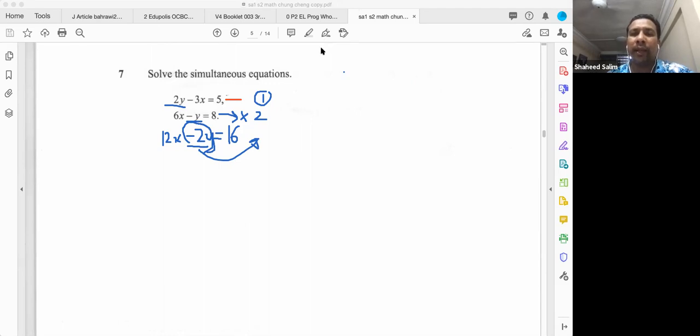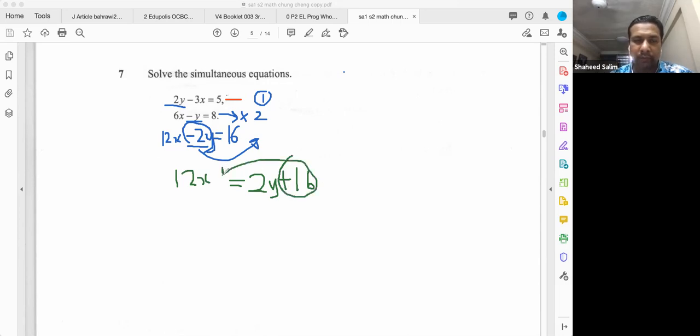Okay. So now this is what we get lah. This one now becomes 2y over here plus 16 or something like that. Right? Down here is 12x. I'm going to bring the 16 over to this side. So I get 12x minus 16 equals to 2y. Okay, this is equation 2 lah, we call this.